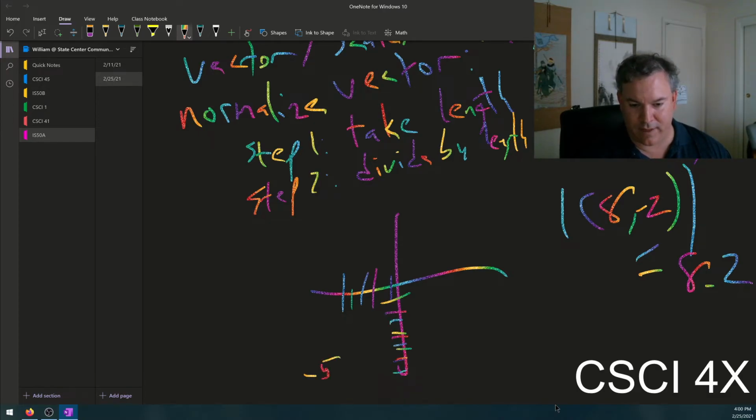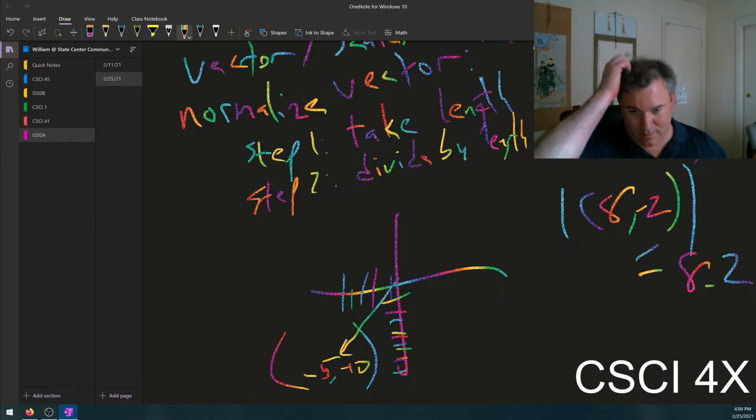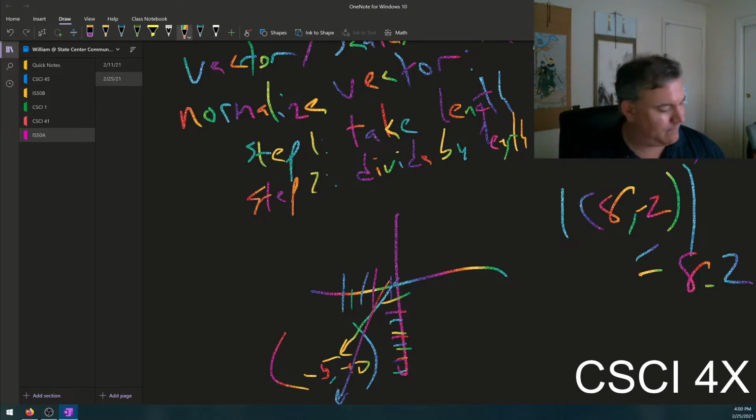So negative 5, negative 10. The other one I think I drew in the wrong quadrant, whatever. Negative 5, negative 10, normalize. So it's a vector pointing down here. It's a vector pointing that way, kind of. Wrong slope, who cares? So normalize this vector. I'll pause it one more time.